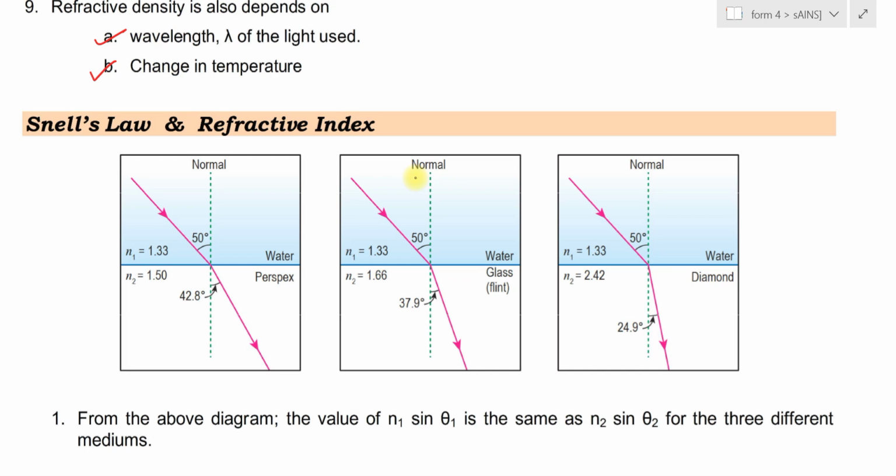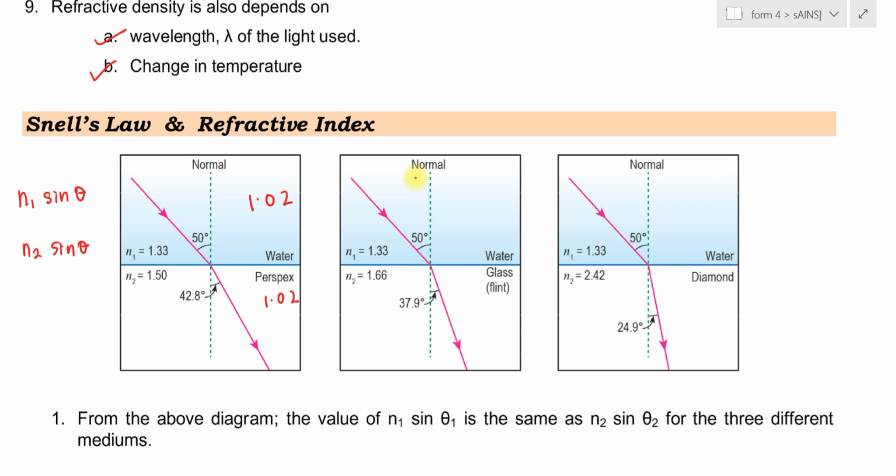Baik, cuba kamu kira N1 sin theta 1 dan N2 sin theta 2, okay, untuk ketiga-tiga diagram ni dulu. Okay, kita cuba kira. N1 dia 1.33 sin 50. Masa saya buat ini, saya dapat 1.02. Okay, yang kedua, 1.50 sin 42.8. Yang ini pun saya dapat 1.02 juga.